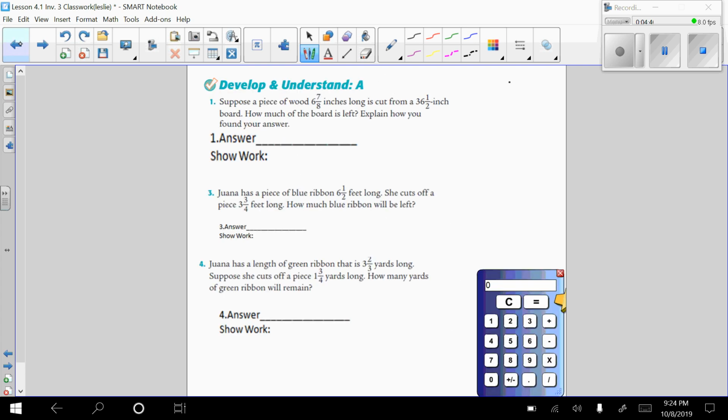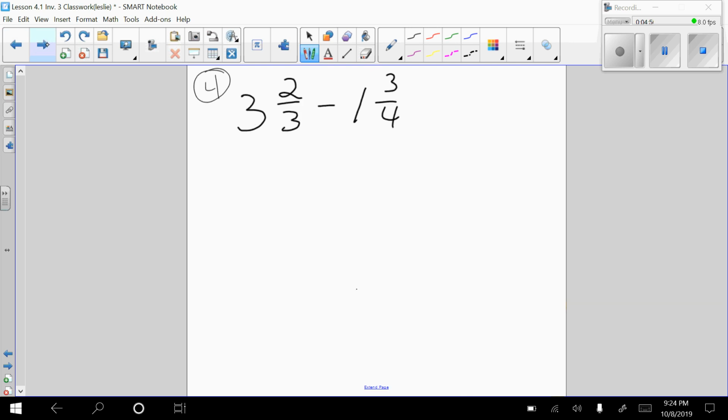One last one. Juan has the length of a green ribbon that is 3 2/3 yards long. Suppose she cuts off a piece 1 3/4 yards long. How many yards of ribbon will be remaining? Again, I'm switching pages to set up, but you can just set it up right underneath. 3 2/3 minus 1 3/4.